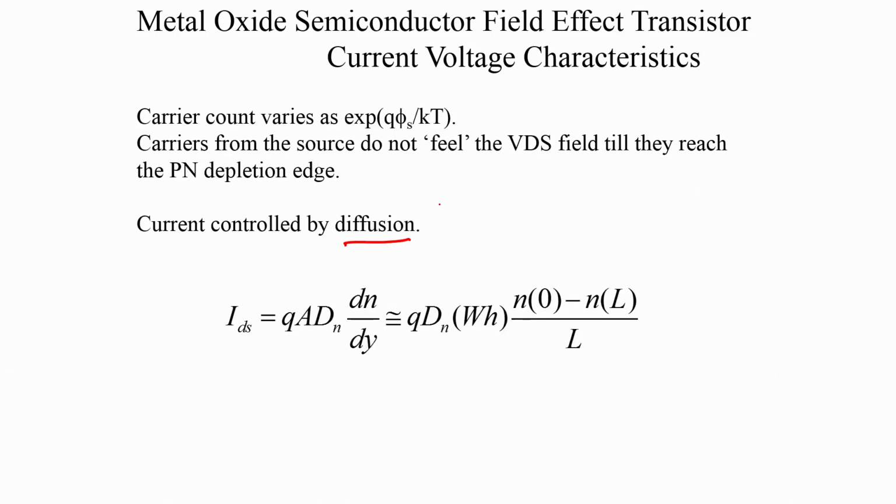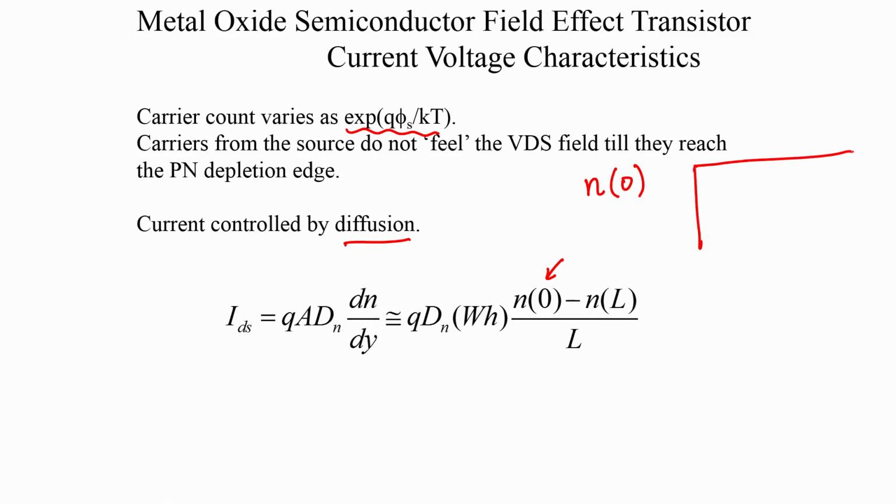Okay, so this is how we go about it. Just a very quick estimate is as follows. The carrier count will vary exponentially with the surface potential, and as we move from the source to the drain, we find that the carrier count decreases.